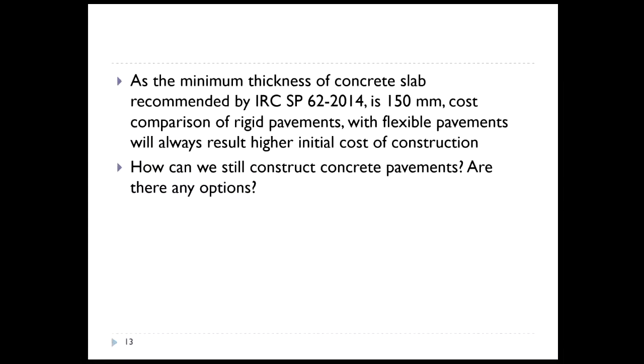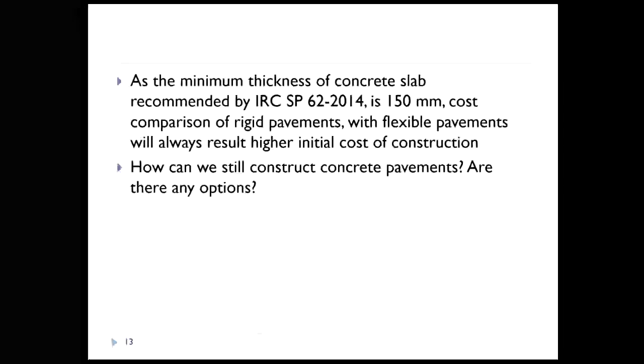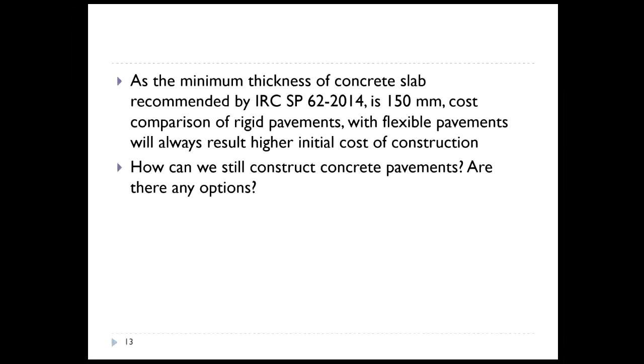Now, the major thing that worries our engineers is that the minimum thickness recommended by the code is 150 mm. So even when you're designing pavement sections where your traffic volumes are very low, say for example in rural areas, when we have to provide a concrete pavement, especially in cases where we have poor drainage, as per IRC SP 62, you have to provide a minimum thickness of 150 mm. So there would be a significant difference in cost when compared to the flexible pavement alternative.